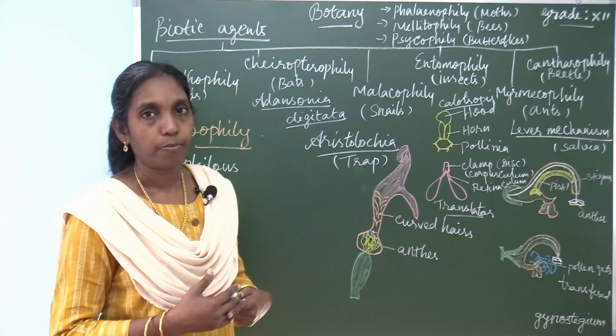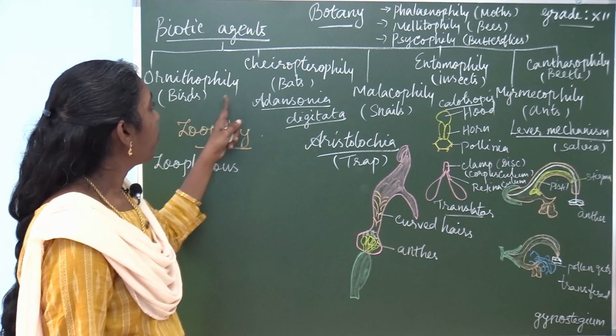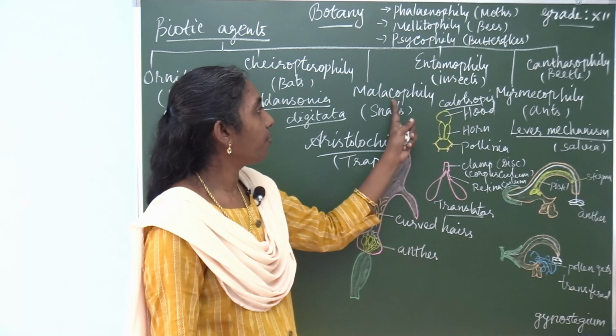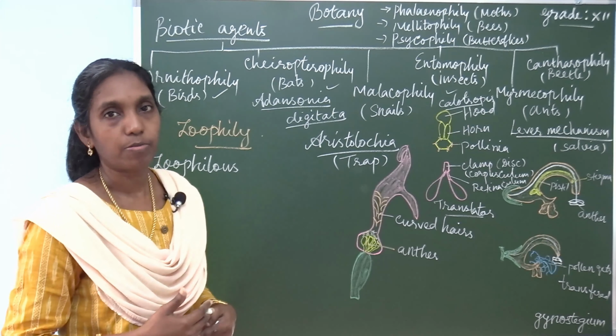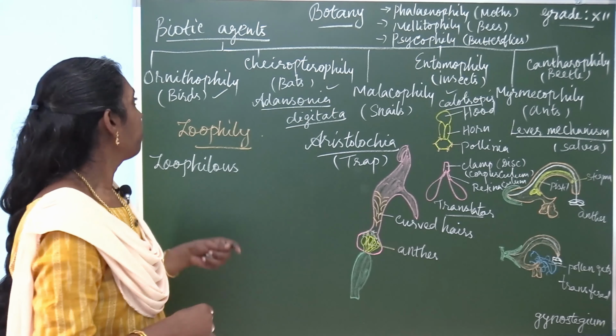So first, learn the classification. What are the different types of biotic pollination? What are the agents involved? What are the animals, birds, ants, which are involved in effective pollination? They are classified into Ornithophily, Chiropterophily, Entomophily, Malacophily, Cantharophily, Myrmecophily, Phalaenophily, Melittophily, Psychophily. We are going to discuss a few in detail, for example Ornithophily, Chiropterophily, Entomophily, and how the flowers are adapted. Let's see one by one.